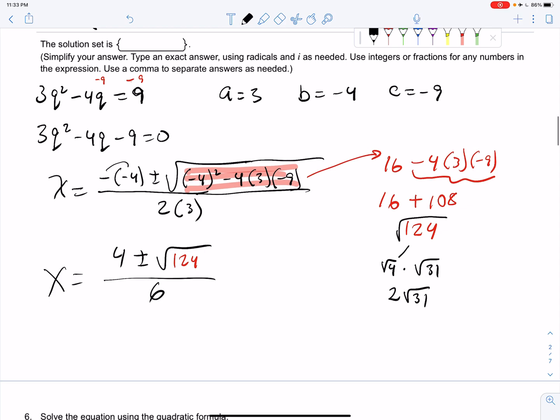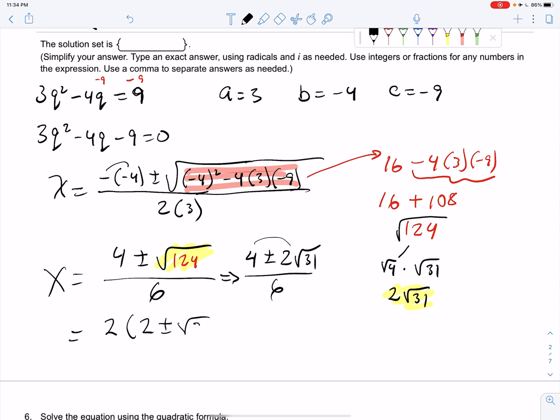Now we've got, I'll write this right here because I'm running out of space. We've got 4 plus or minus. Of course, I'm going to replace that with its simplified version, which is 2 square root of 31, and this is all over 6. Well, I see some common factors that we're going to need to deal with. I've got a common 2 here, so I'm going to factor out 2, which leaves me with 2 plus or minus root 31.